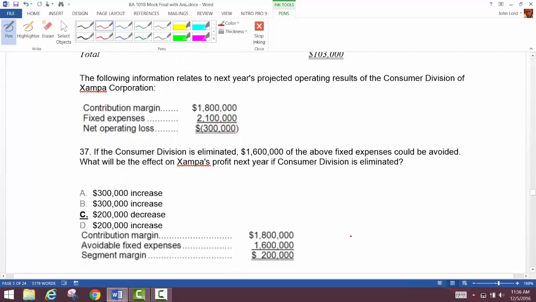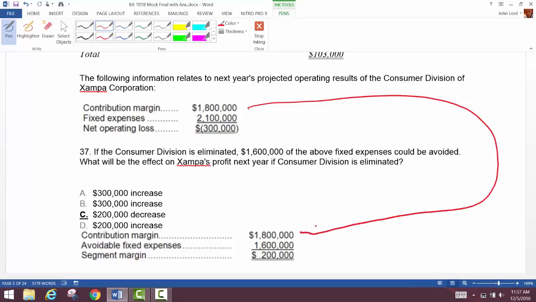So, okay, let's take a look at this one. The following information relates to next year's projected operating results of the consumer division. If the consumer division is eliminated, 1,600,000 of the above fixed cost could be avoided. What will be the effect on Zampa's profit next year if the consumer division is eliminated? Well, we have 180,000 as the contribution margin. And they're telling us that if we got rid of that division, we could avoid this 160,000 of fixed cost, but we would still have a segment margin left of 200,000.